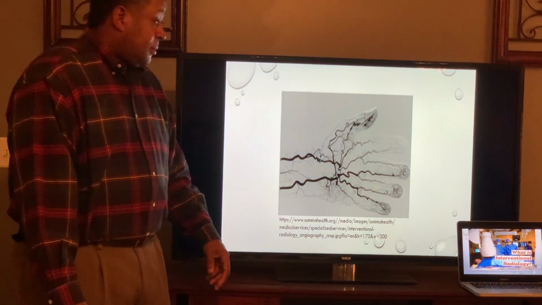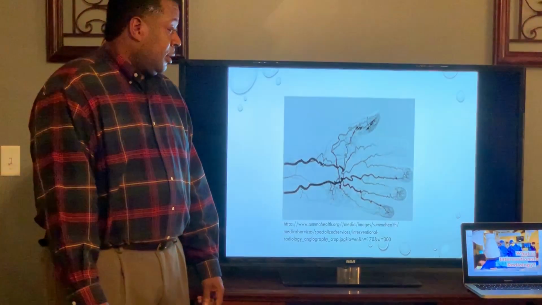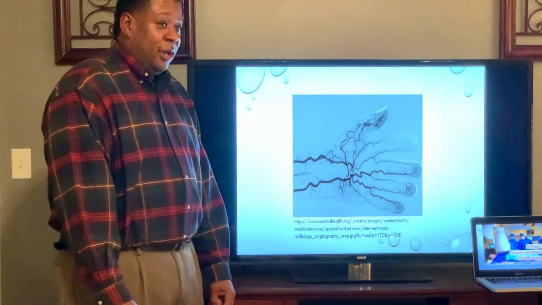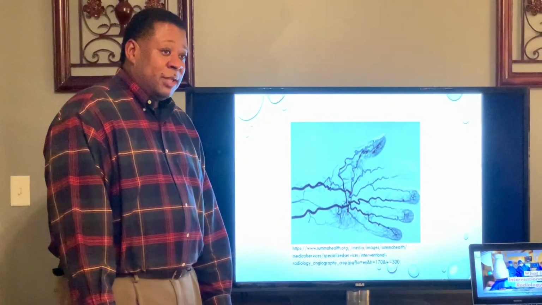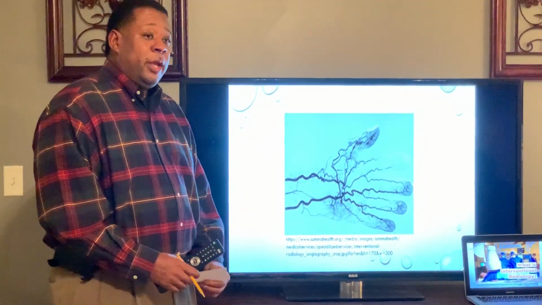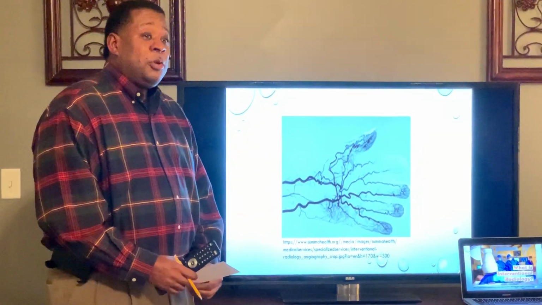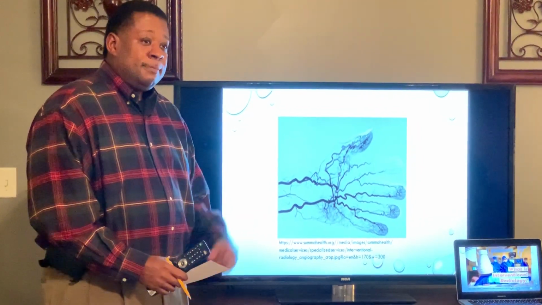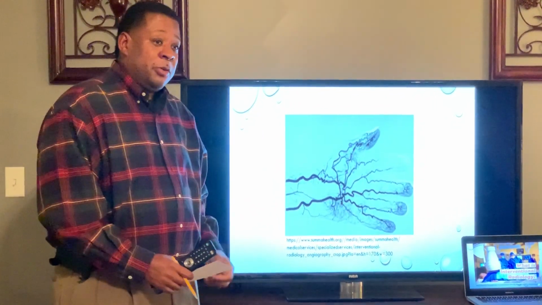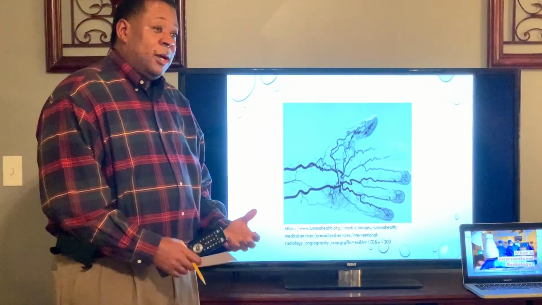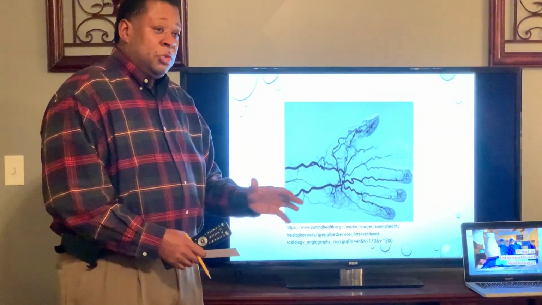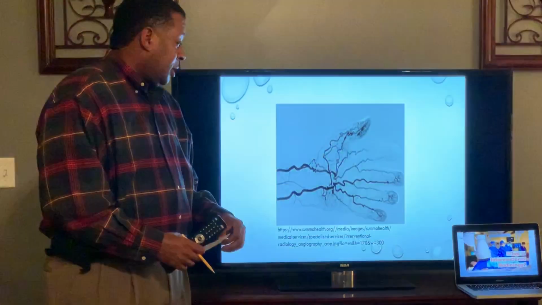Y'all don't use the contrast? Yes, ma'am. X-ray uses contrast, MRI uses contrast also. They have gadolinium, they have contrast also. CT has contrast, but yeah, it's contrast.